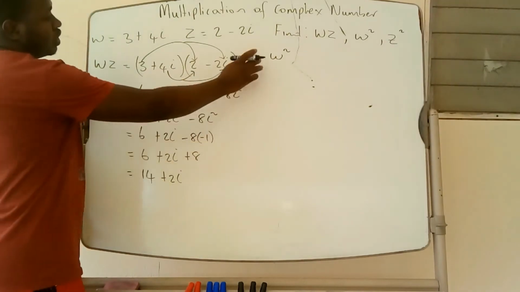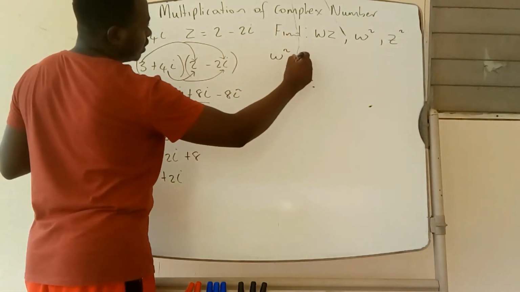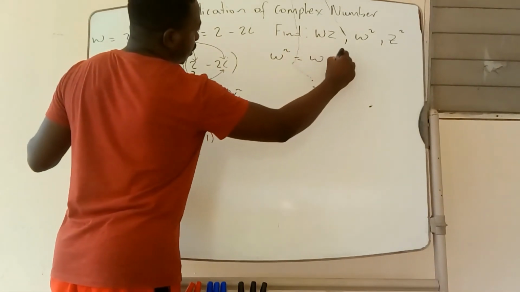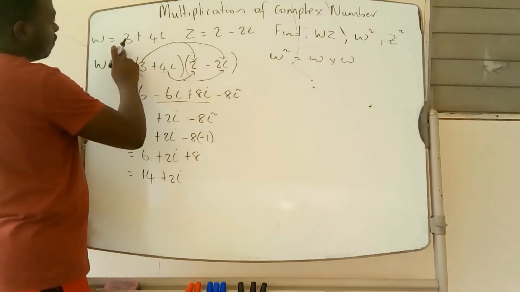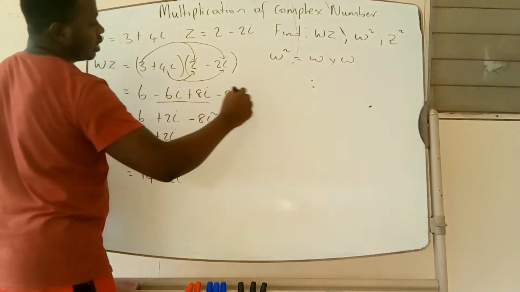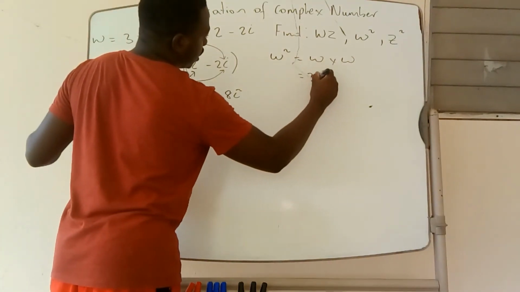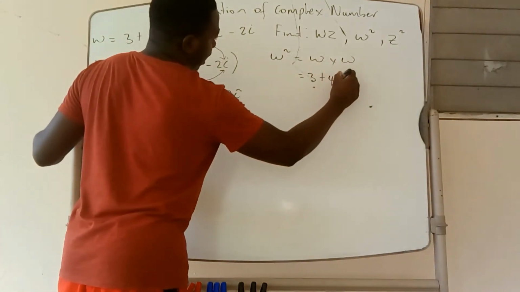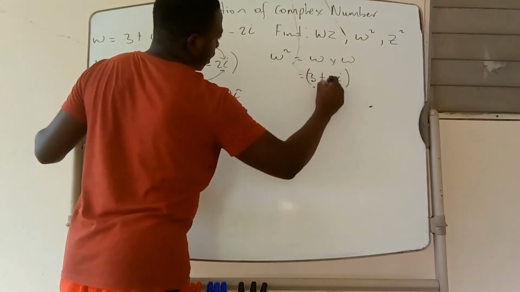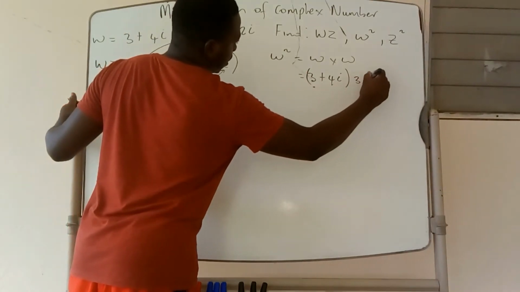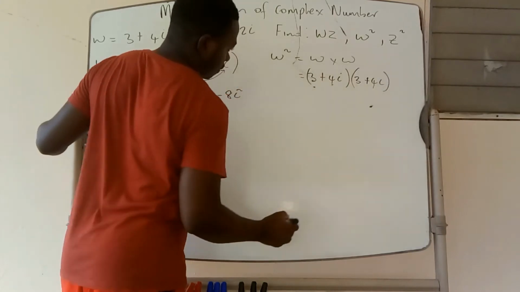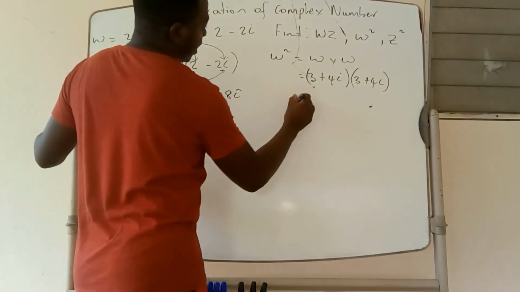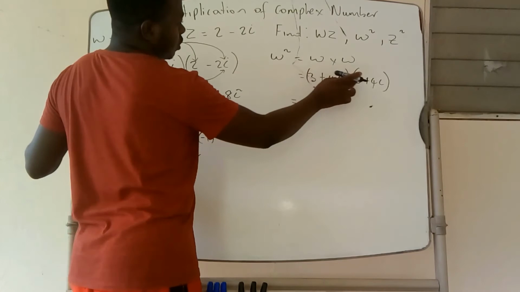Right? So w squared means w times w, right? So this means w multiplied by w. So what is w? w is defined as 3 plus 4i. So this is going to equal 3 plus 4i times 3 plus 4i. And it's just the same idea. Use the first term to multiply the first term.